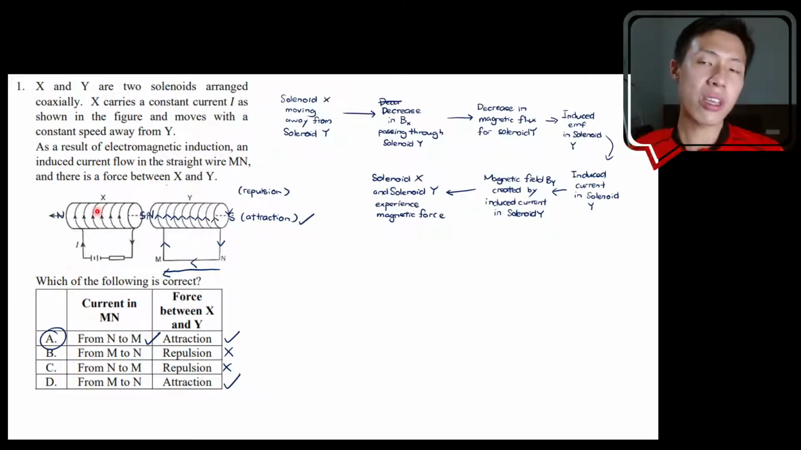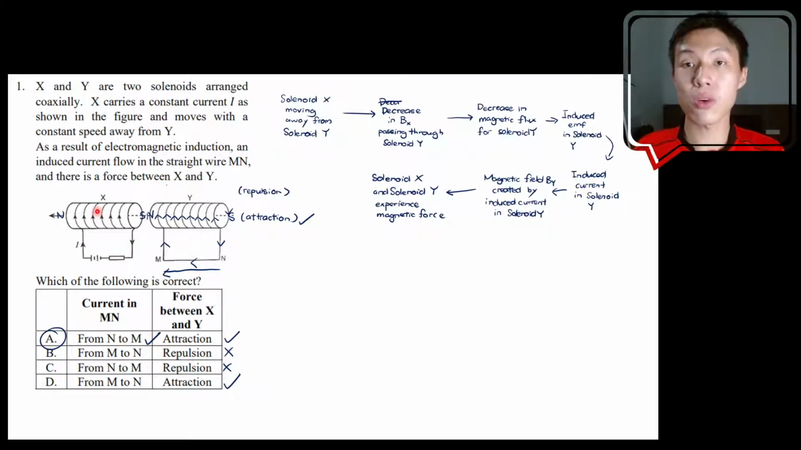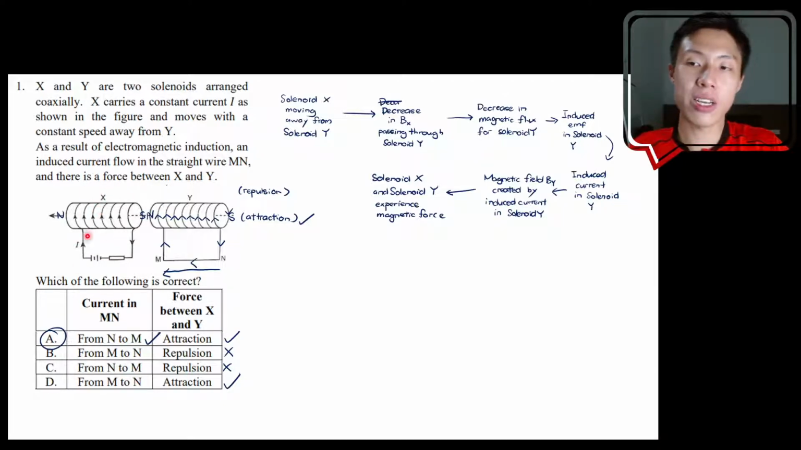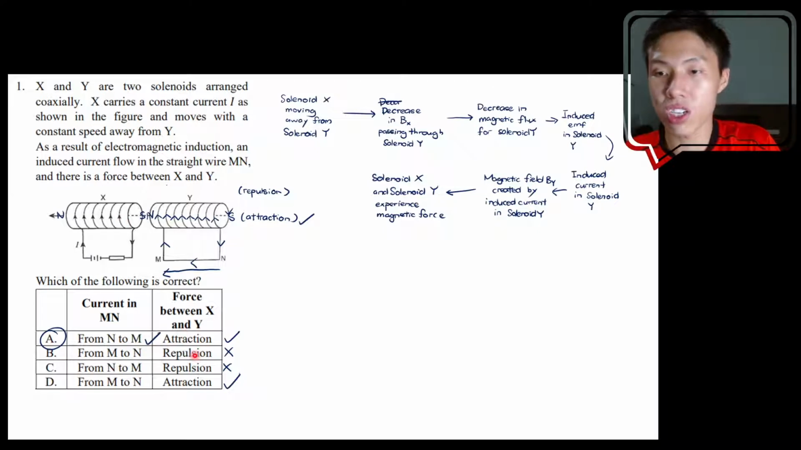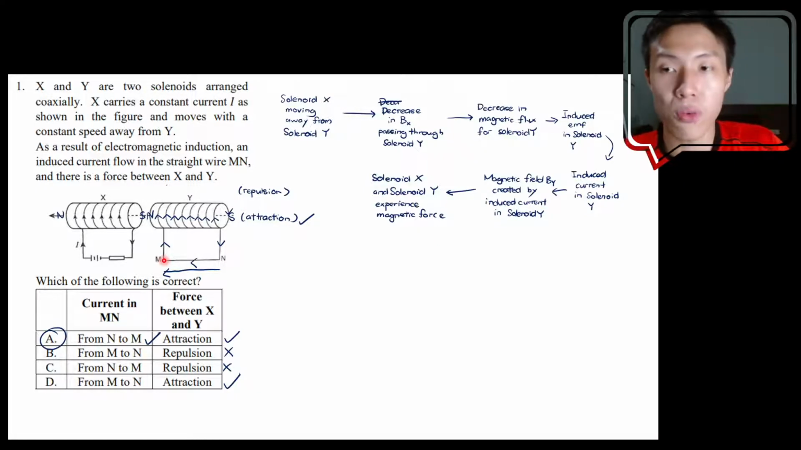There are many ways to interpret it, but always the central idea is that you want to oppose the change in magnetic flux. The change in magnetic flux here is caused by this solenoid X moving away, so you want to oppose it from moving away. That's why you want to attract it towards itself. That's why it's an attraction. Because you know it's an attraction, we know that here should be a south pole, here should be a north pole, here should be a south pole. From this, we can deduce the direction of the current flowing in the solenoid, and from there, we can deduce the current flowing through the straight wire MN. So this is how I solve question 1.